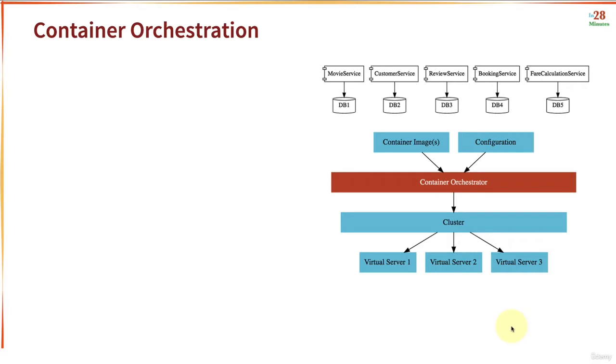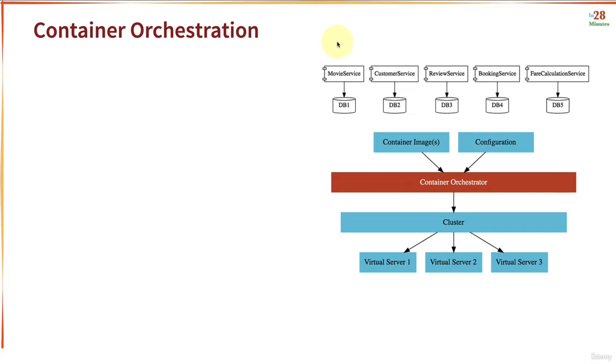Let's imagine that you have Docker images built for each of these microservices. So you have Docker image for movie service, customer service, review service, booking service, and fare calculation service. Now you'd want to deploy them to a production environment. You'd want to be able to run these microservices in your production environment.